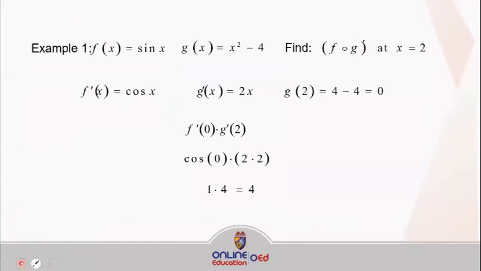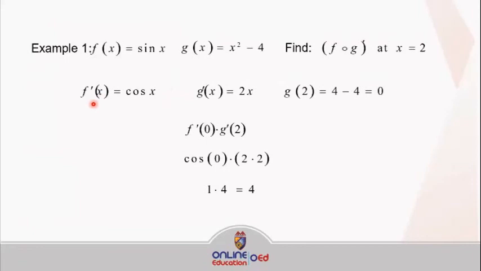Let's say ito yung problem natin. Ang given natin is we have yung function of f of x and then yung g of x natin. For the f of x, we have the sine x, and for the g of x, we have the x squared minus 4. And then we need to find yung f of g prime natin at given x natin is equal to 2. And then for dun sa kanina natin na formula, we need to get yung f prime and then yung g prime natin.